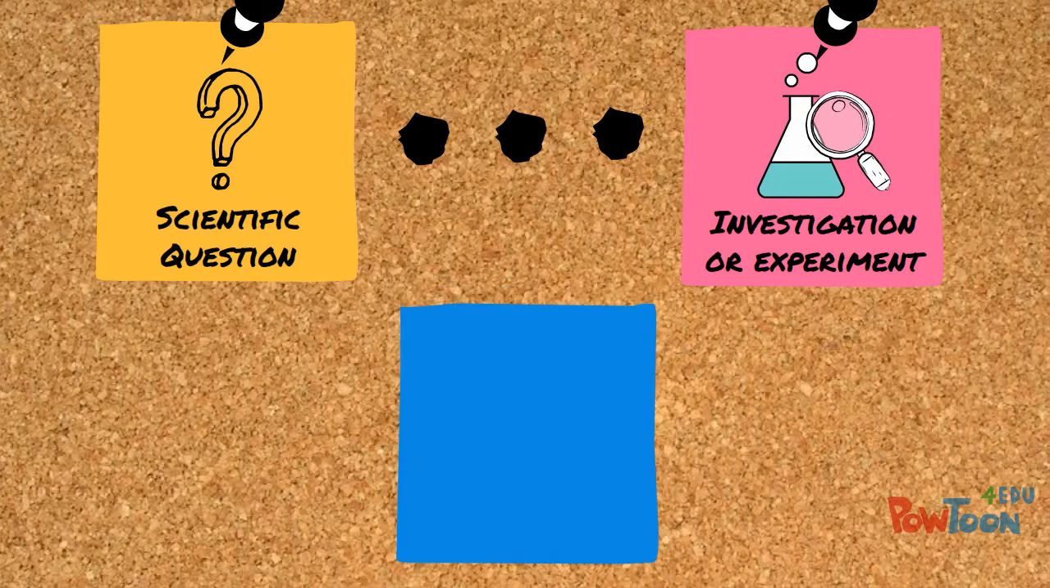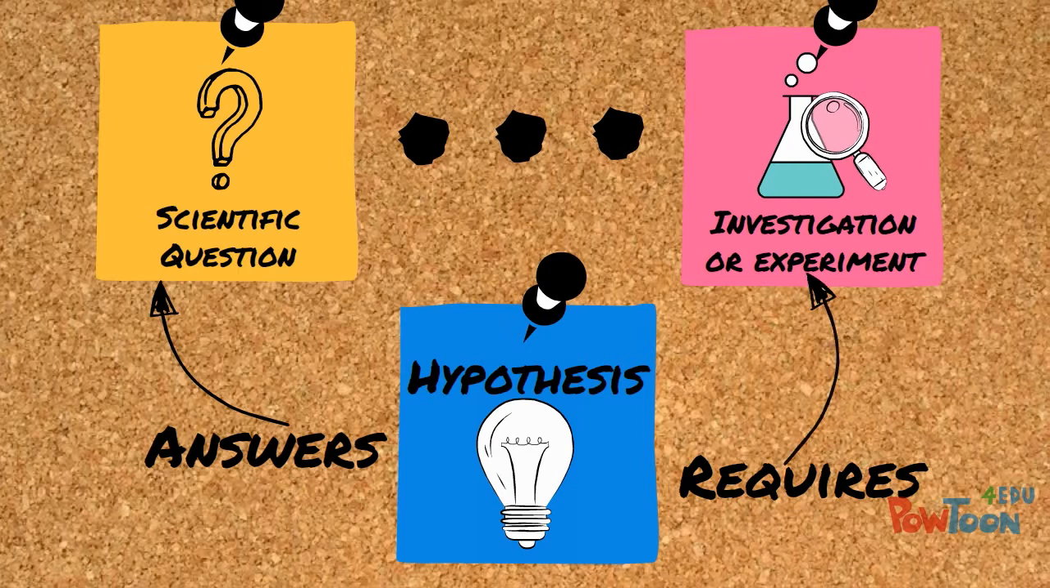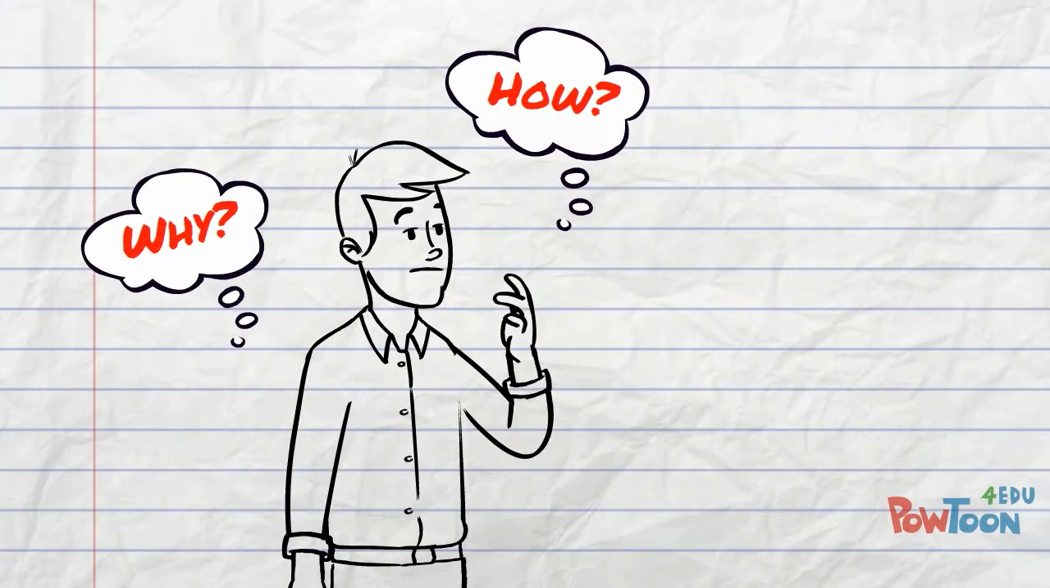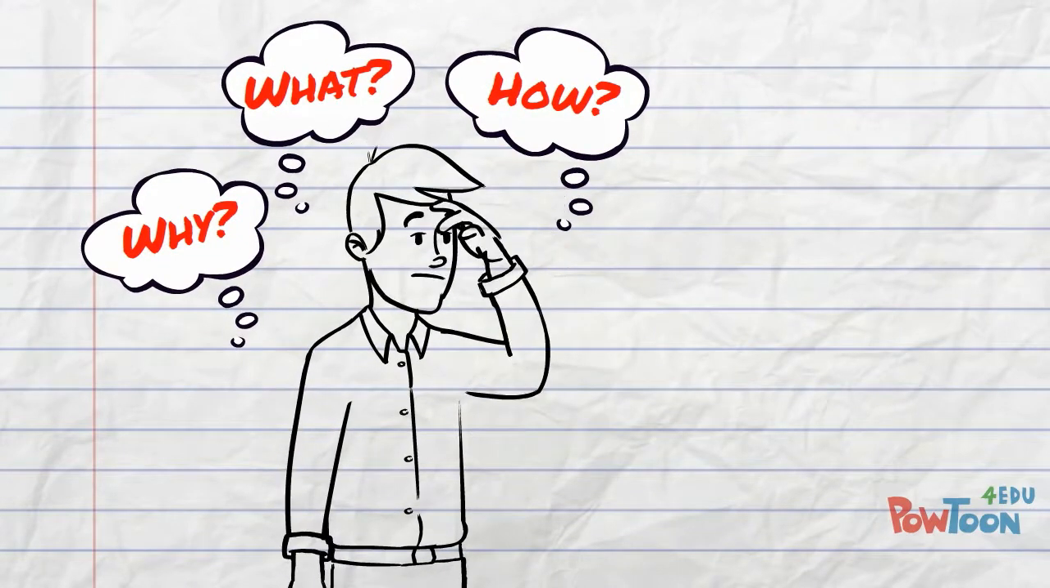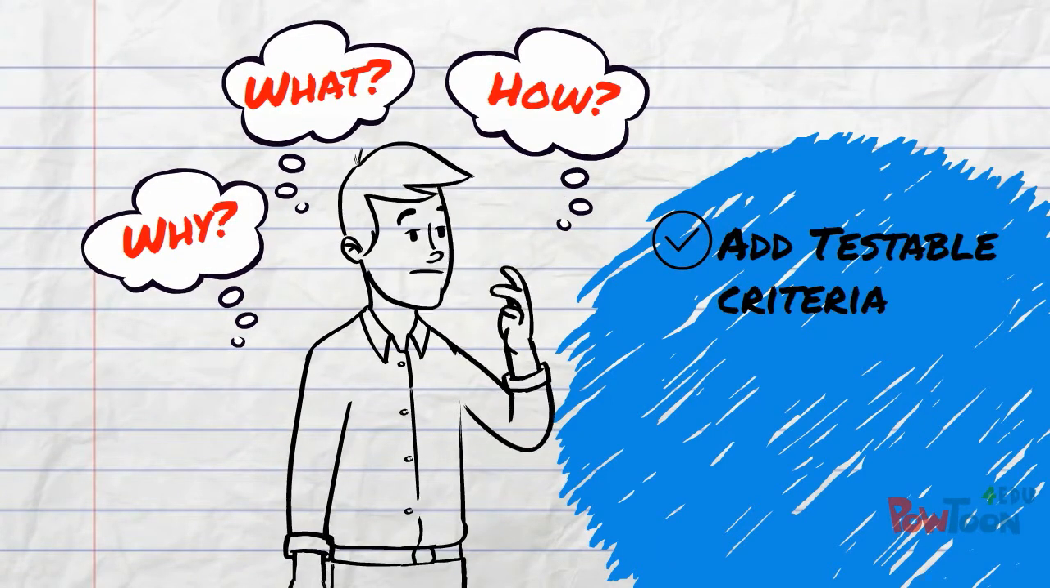A hypothesis is a potential answer to a scientific question, which will require testing to see if it is correct. Start with open-ended questions that begin with how, why, or what. Narrow these broad questions down by adding testable criteria, which will require observing or measuring.